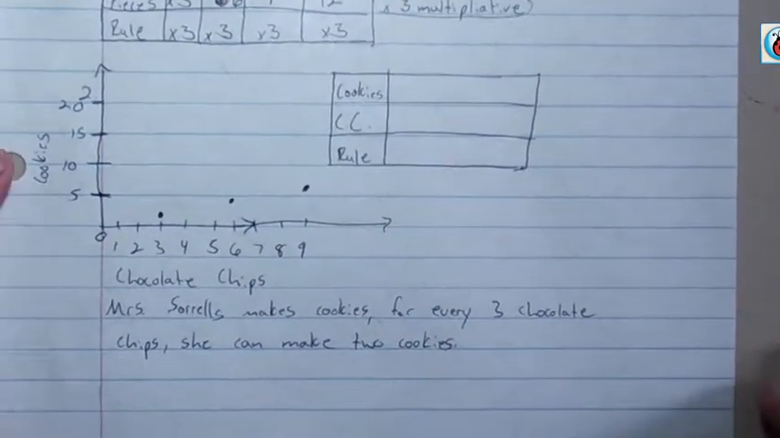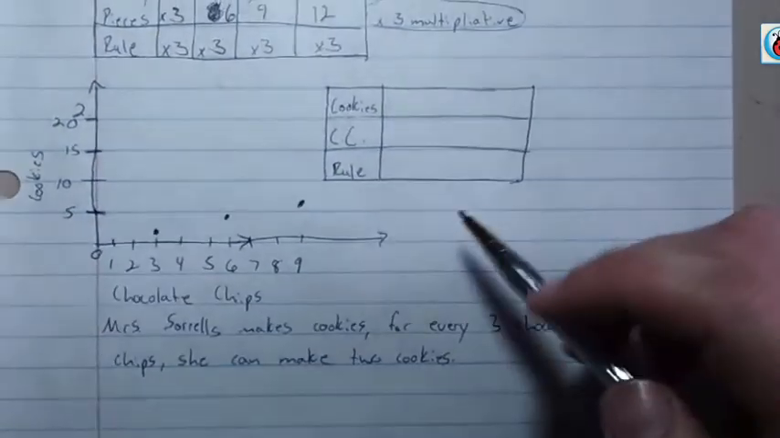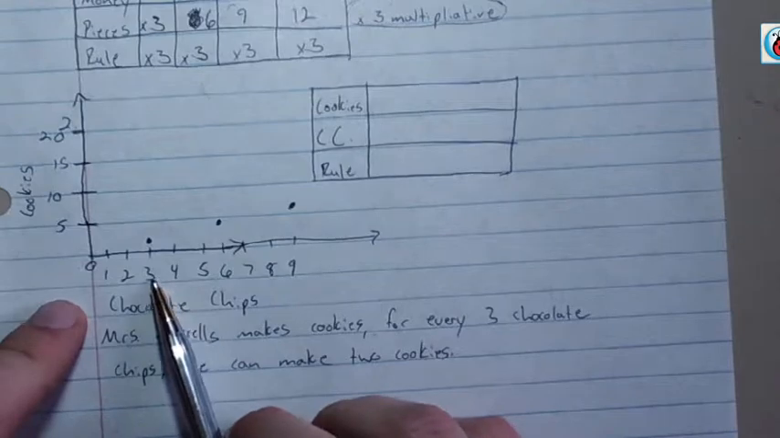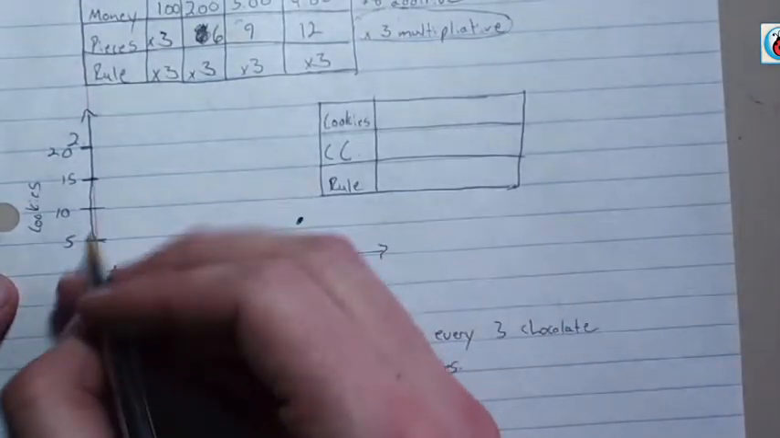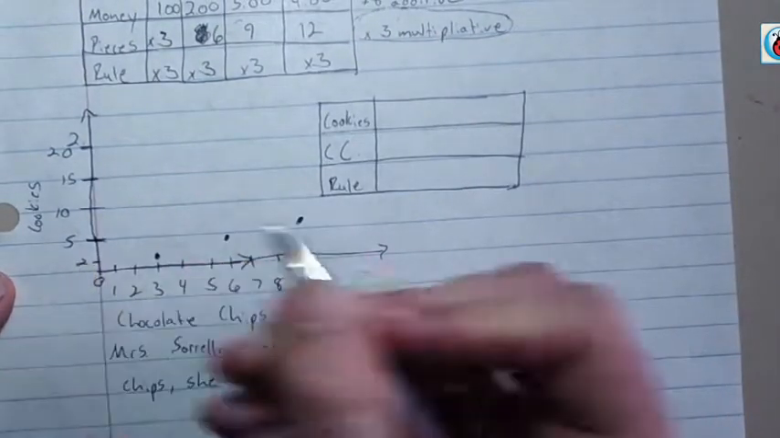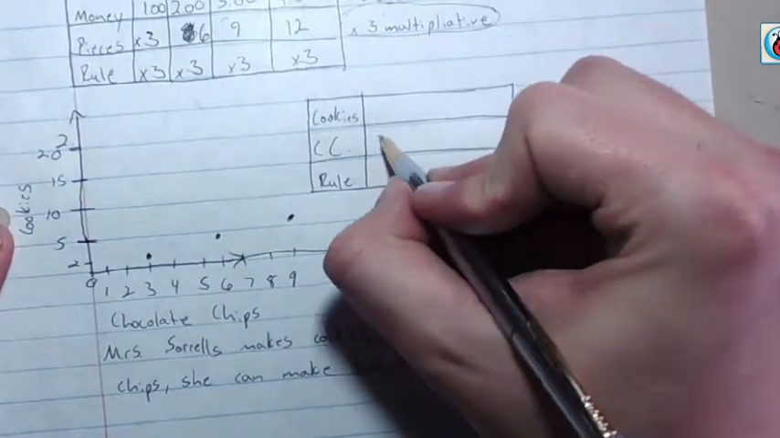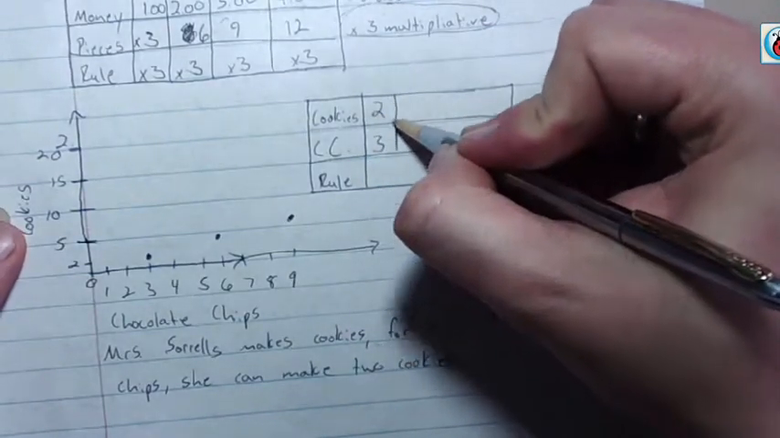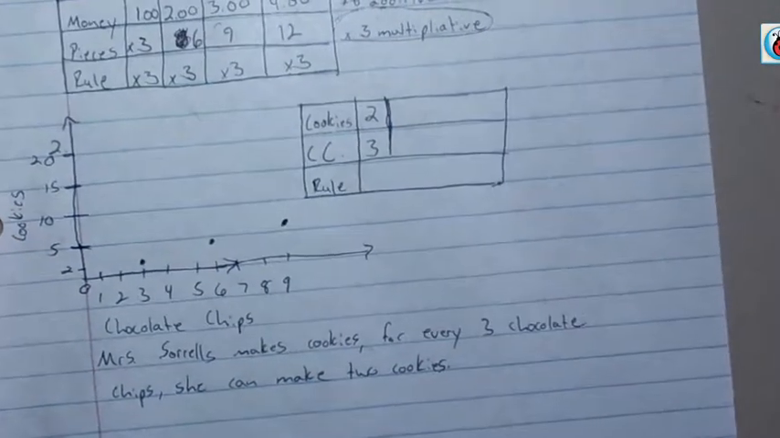Okay, so now what we want to do is take this graph and turn it into a table. So if we look at the graph, we can see that for every 3 chocolate chips, it would make 2 cookies, which is where this number would be. So for every 3 chocolate chips, it would make 2 cookies.